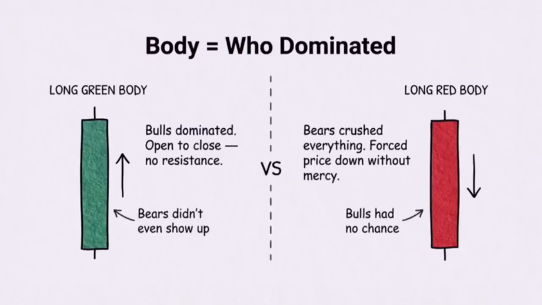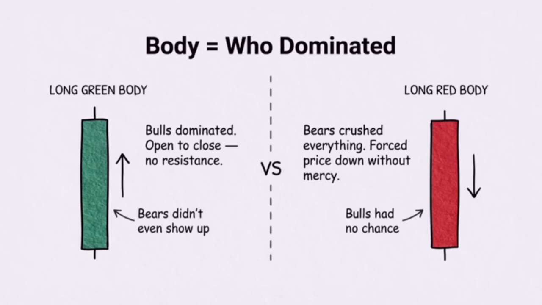A long green body. Now that's not just bullish. That means the bulls dominated from the opening bell to the close. They pushed price up with virtually no resistance. The bears didn't even show up. A long red body, the opposite. The bears crushed everything in their path and forced price down without mercy.